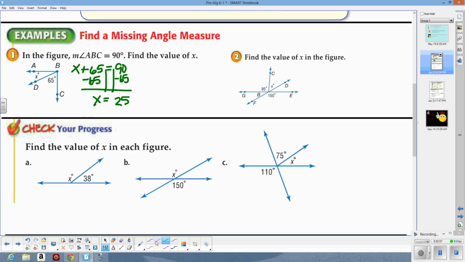Next, find the value of X in this figure. This one is a little bit trickier. If you look at these two, let's see. I think I have to change my mind. My original thought is not correct. Well, let's first figure out what we can figure out in this picture.